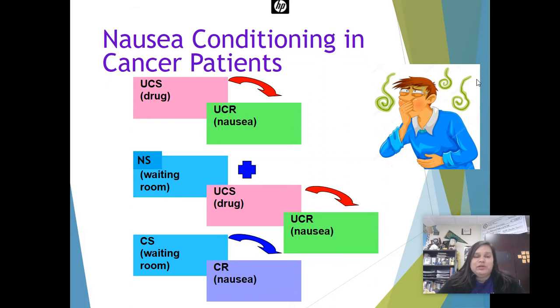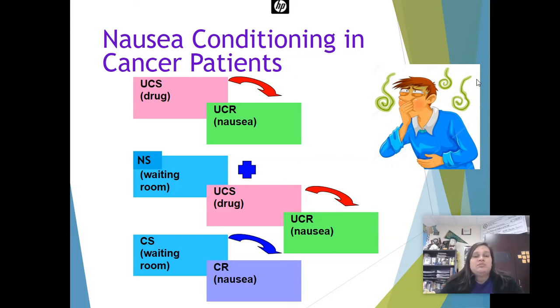This one's more of a real life example, nausea conditioning in cancer patients. So many of the medications that cancer patients take, unfortunately, make them very nauseous. They take the medication and the result is nausea. So the waiting room of the doctor's office is usually a neutral stimulus, but they're waiting there and then they take the drug and then they feel sick. They go to the waiting room, they take the drug, they feel sick. Eventually it gets to the point where just being in the waiting room will make them sick.